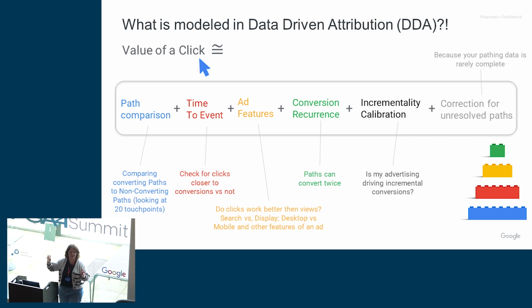Okay, and now all of the rest of these things are all brand new to GA4. We didn't do any of these in Universal Analytics. Some of the other things that we take into account are the time to event. Anything that happened more recently, close to the conversion, is likely to get more credit than something that happened a long time ago.